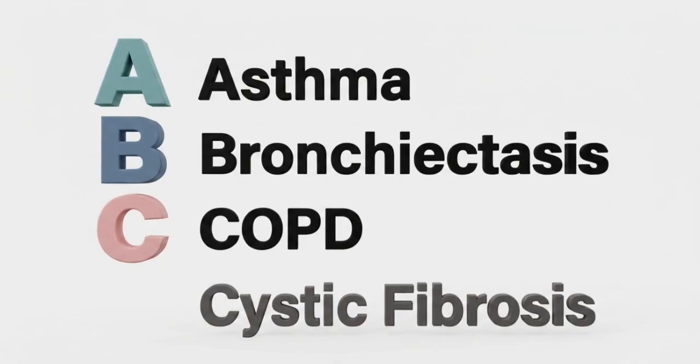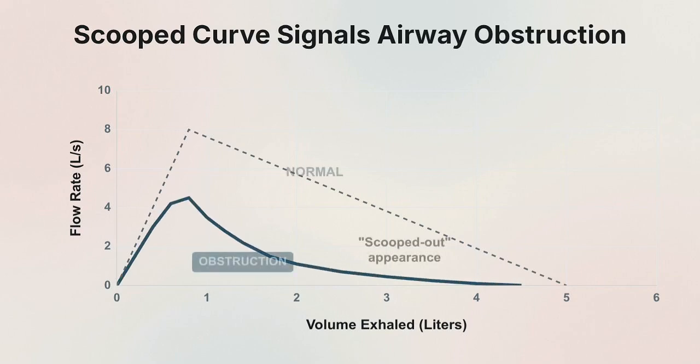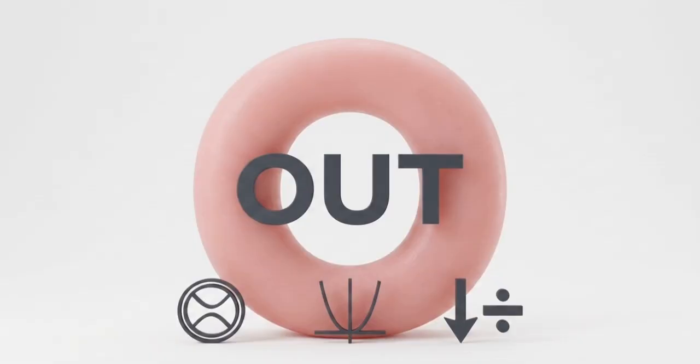The common causes for this pattern can be remembered by the ABC mnemonic: asthma, bronchiectasis, and COPD, along with cystic fibrosis. On a flow volume loop, this slow expiratory flow changes the normal triangular shape into a scooped-out curve, the visual signature of obstruction. Obstruction means out is difficult, manifesting as narrowed airways, a scooped loop, and a diminished ratio.